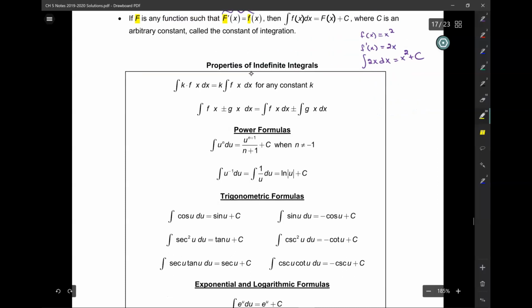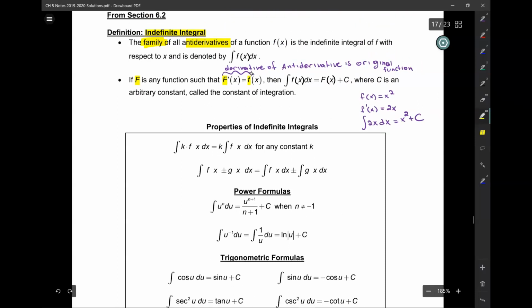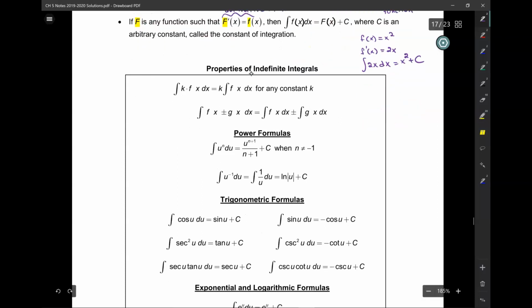Now, let's talk about some properties of indefinite integrals. There's another word that I glossed over, and I'm going to go back, because that first sentence is loaded with important words. The next word was the antiderivatives is the indefinite integral. Indefinite integral means no limits of integration. So there is no a to b. It's just the integral.